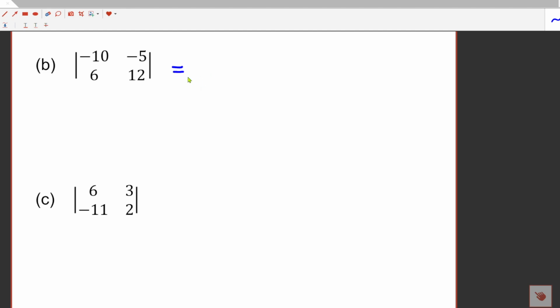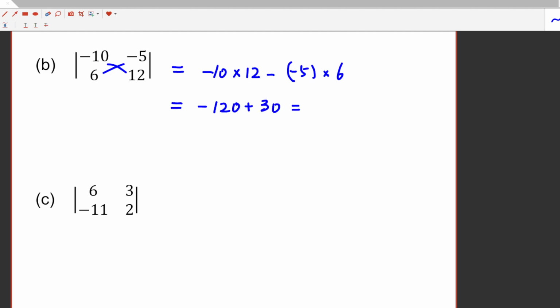So this determinant is -10 times 12 minus the product of these two numbers, which is -5 times 6. That's -120 plus 30, and that's -90, right?